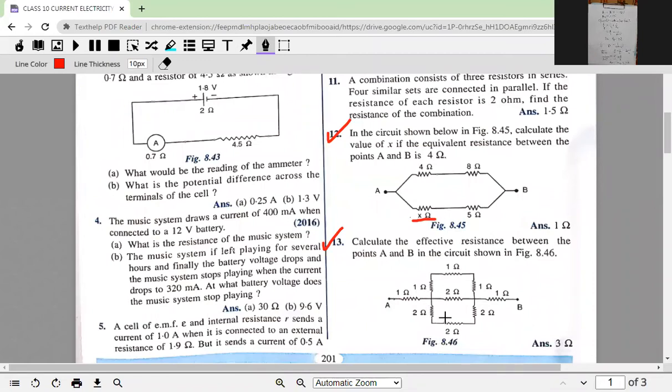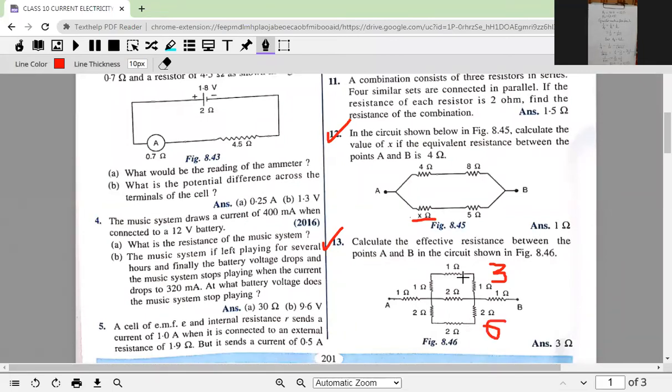Now if you see here, these three are connected in series. They are connected in what way? In series. So what will be their equivalent? Their equivalent will be equal to 3 ohm. Now you can see here 2, 2 and 2. They are connected in what way? They are connected in series. So what will be their equivalent? 2 plus 2 plus 2, that is 6 ohm.